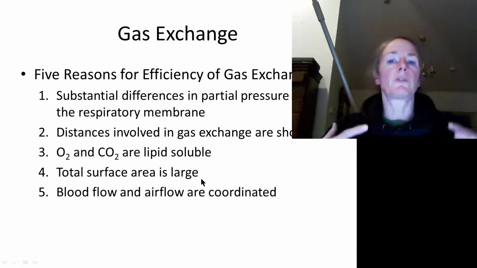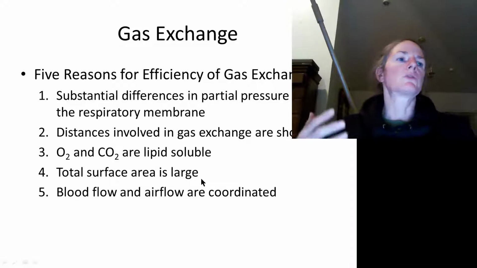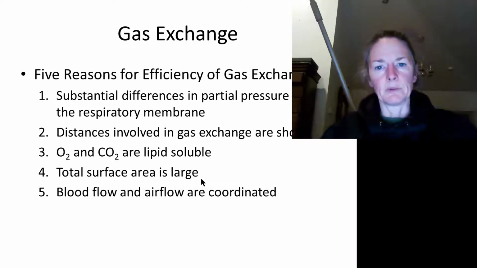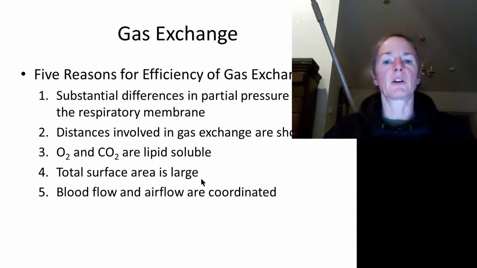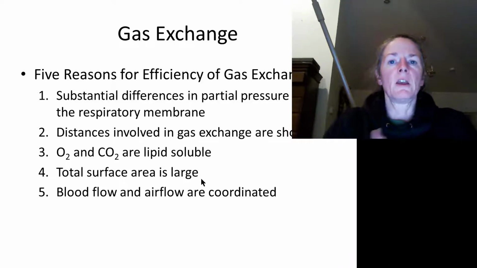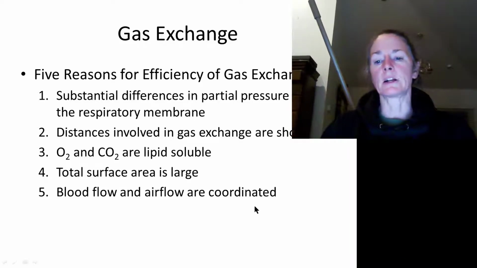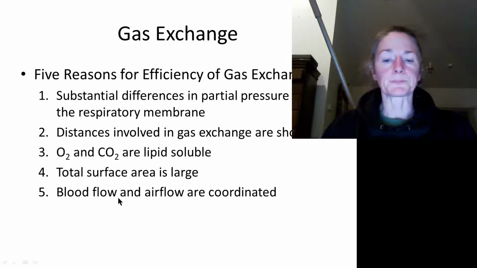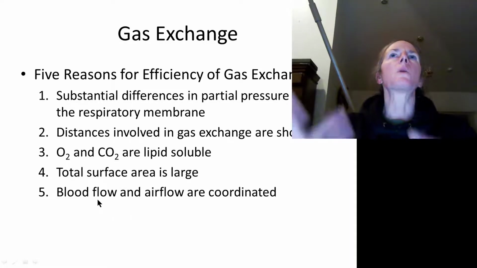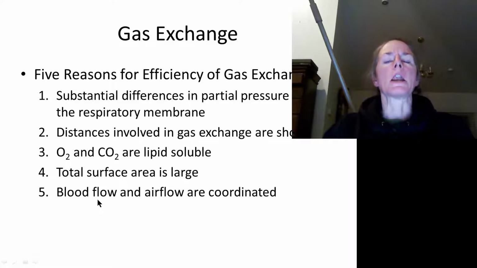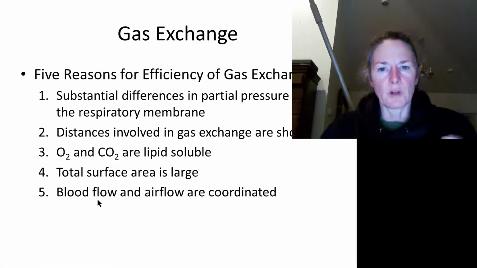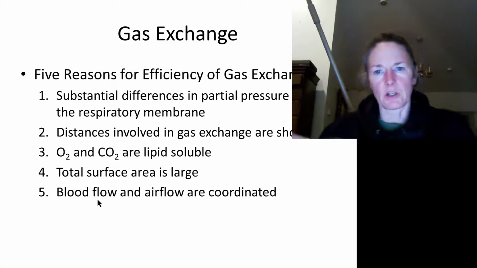Now, the surface area within the lungs is quite large. If we were to lay it out flat, it would be about 35 times the surface area of our bodies, of our skin. And if you were to lay it out flat, it would cover approximately half a tennis court. So that's quite a bit of area. We also have one other important thing. The blood flow and the airflow are coordinated. So we're going to bring a lot of blood to the capillaries where there's rich oxygen, because we want to pick up that oxygen and take it away from the lungs.